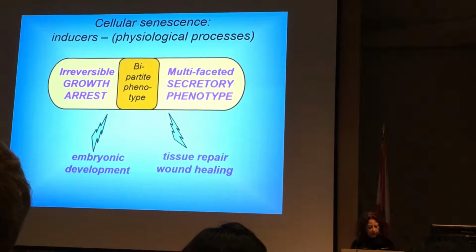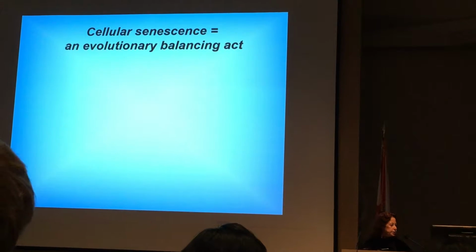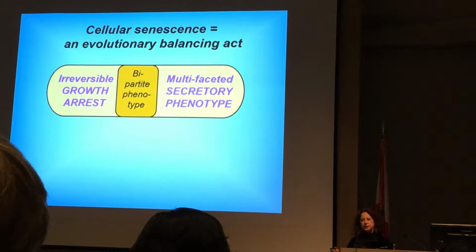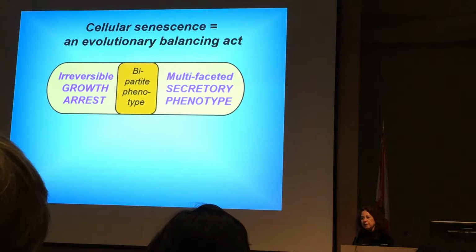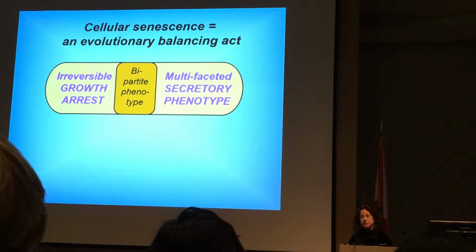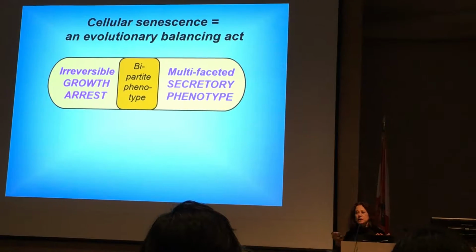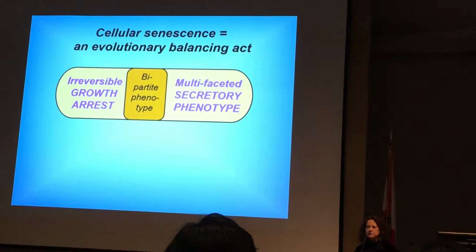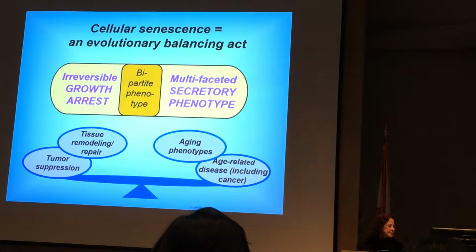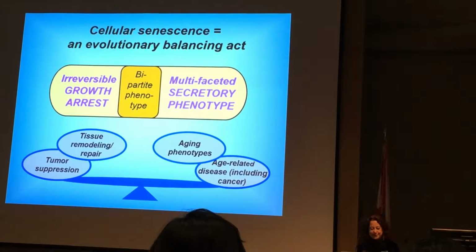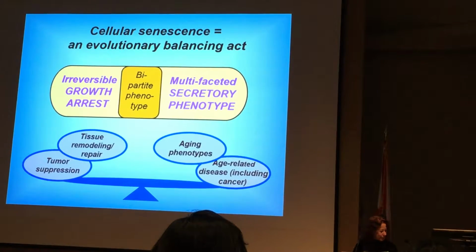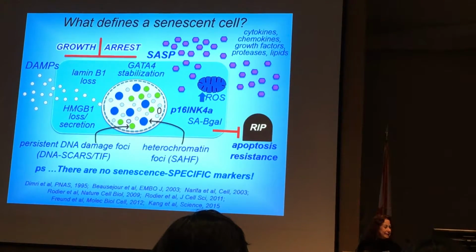So there's going to be a balance, and I think this is really going to be a refrain that I'm going to come back to at the end, that understanding senescence really requires, first of all, that we understand the evolutionary context in which this stress response evolved, and then being able to balance good things versus bad things. If any of you listen to Science Friday, you know exactly what I'm talking about.